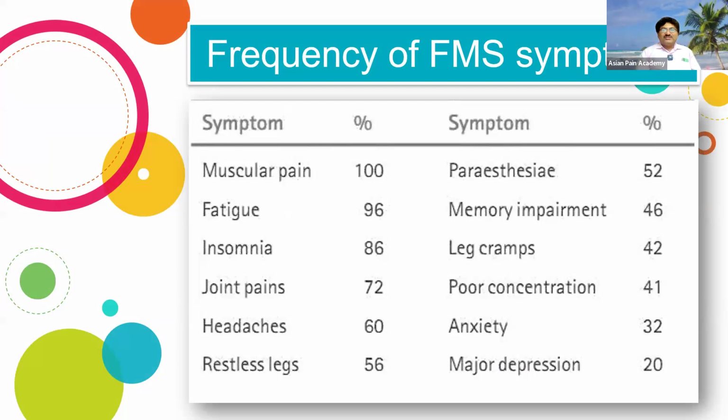Now, if you see the frequency of fibromyalgia symptoms as diagnostic criteria, the pain is there, so 100% of the patients have muscular pain. Most of the patients, 96%, have easy fatigability. Then most of the patients have insomnia, and insomnia is quite a common feature. Sometimes it is said to be part of the pathophysiology of the disease also. It is found in 86% of the patients, followed by joint pain, headache, restless legs, paresthesia, memory impairment, leg cramps, poor concentration, anxiety, and in 20% of the patients can also suffer from major depression.